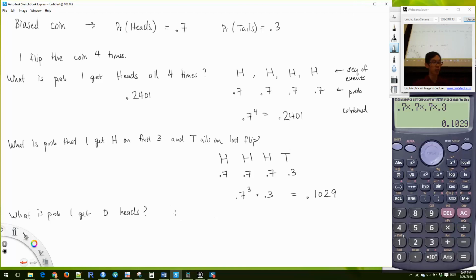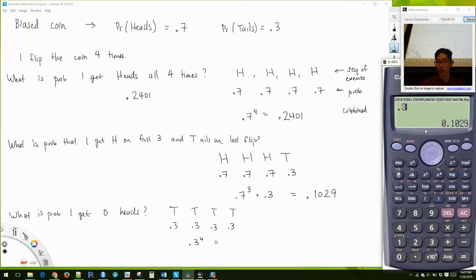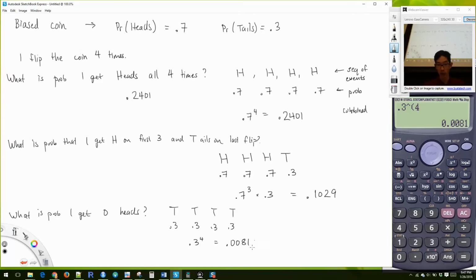What is the probability I get 0 heads? So what is the sequence that must happen to end up with 0 heads? It must be tails, tails, tails, tails. 0.3, 0.3, 0.3, 0.3. So I multiply all those together, I get 0.3 to the fourth. I think that's 0.081 or 0.0081. Let's see. 0.0081. Okay. This is what we get. Is this okay? Yeah. All right.